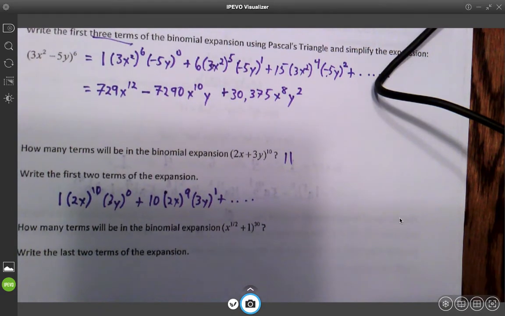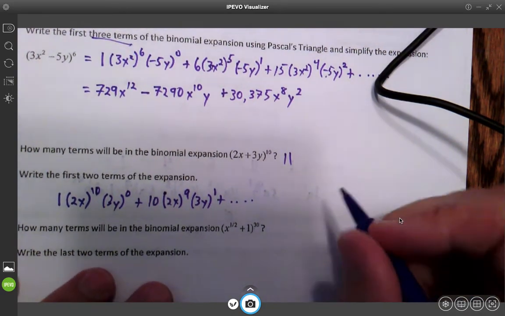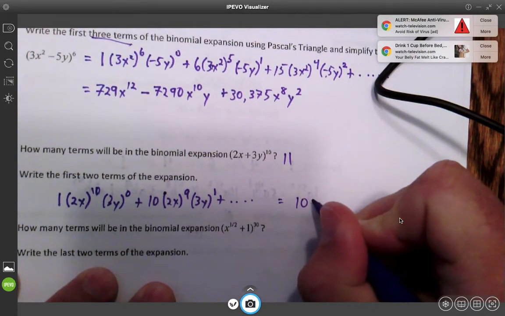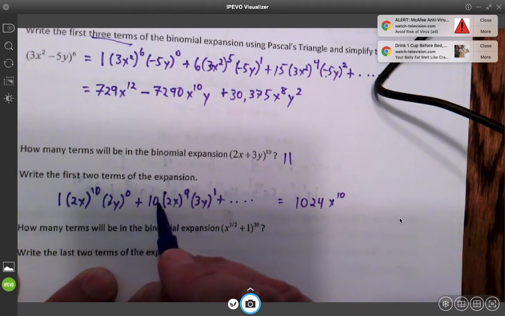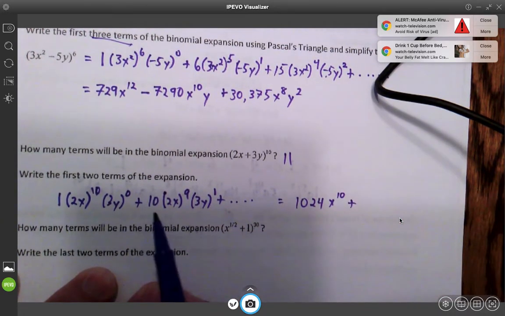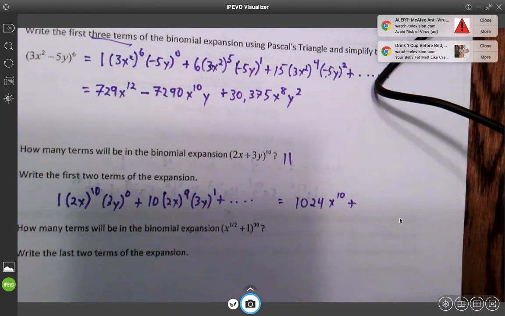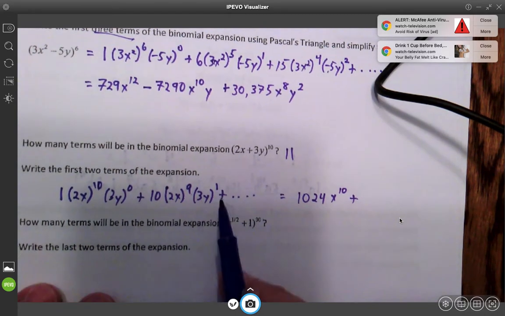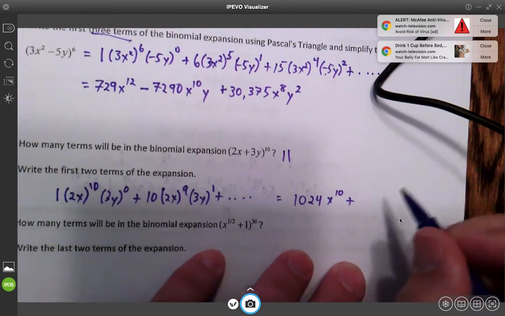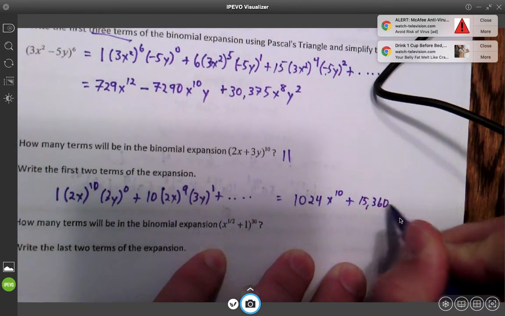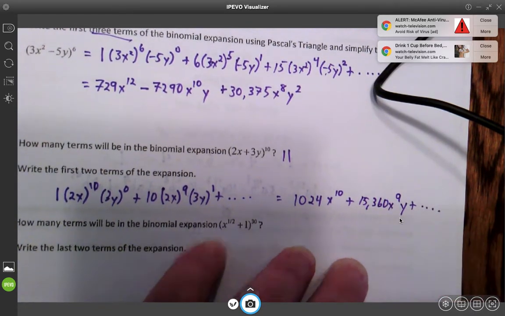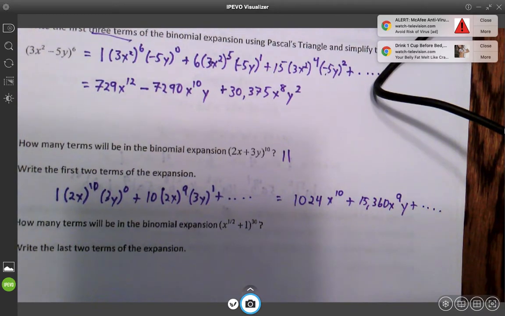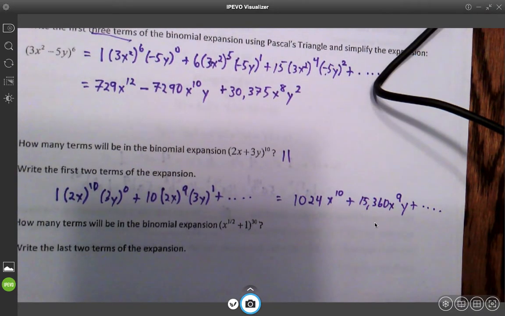So 2 to the 10th is 1,024. So this is going to equal 1,024 x to the 10th. And then that's 1, plus, now we got 2 to the 9th, 512, times 10, times 3, correct? 3 to the 1st. That is 15,360 x to the 9th, y to the 1st, plus dot, dot, dot. Pretty interesting, huh? Sorry about that.